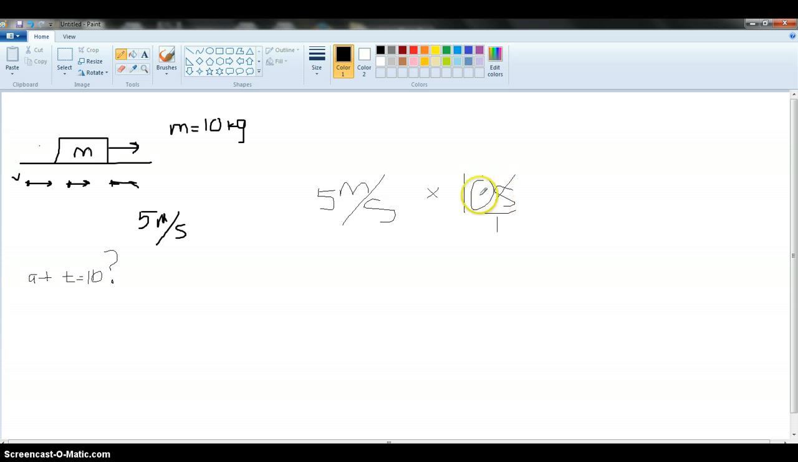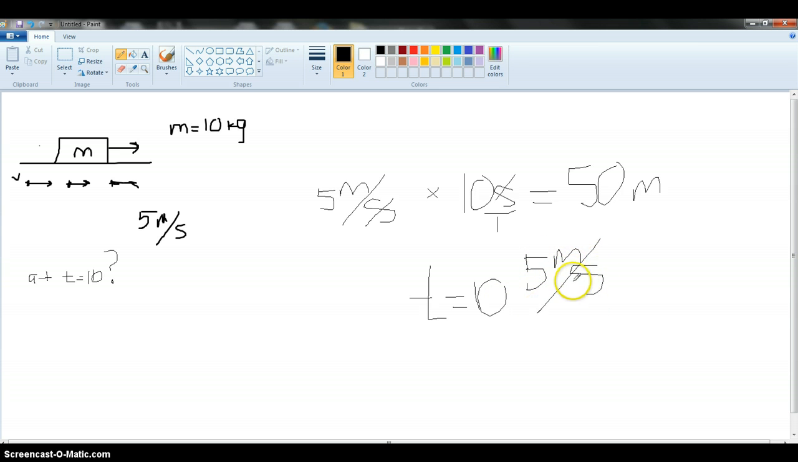So seconds cancels out, 5 times 10 equals 50, and the last unit you're left with is meters. So we know that 50 meters is how far it travels in 10 seconds. What is its velocity at t equals 10? Well, because it travels at constant velocity, we know that its velocity never changes. So at t equals 10, its velocity is still 5 meters per second.